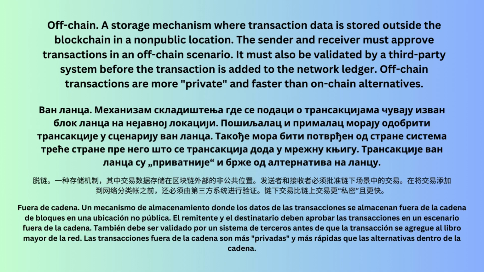Off-chain. A storage mechanism where transaction data is stored outside the blockchain in a non-public location. The sender and receiver must approve transactions in an off-chain scenario. It must also be validated by a third-party system before the transaction is added to the network ledger. Off-chain transactions are more private and faster than on-chain alternatives.